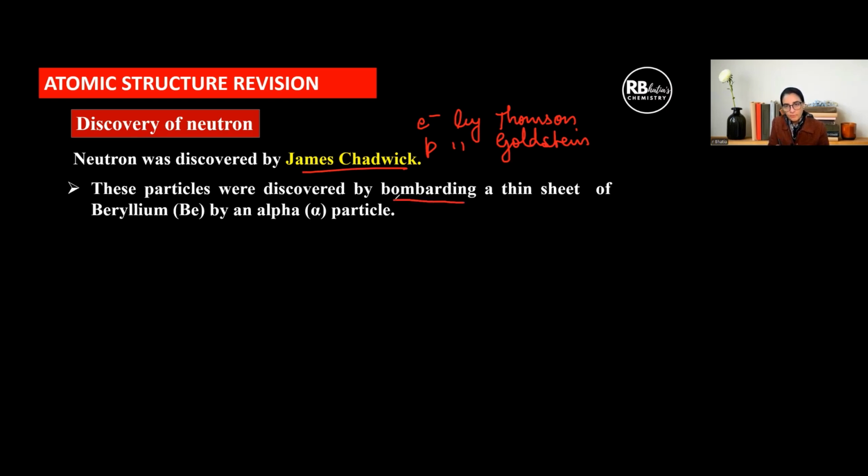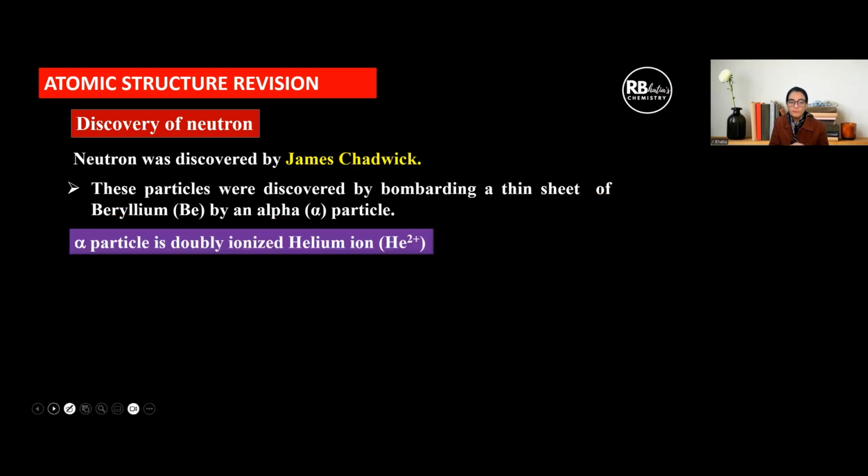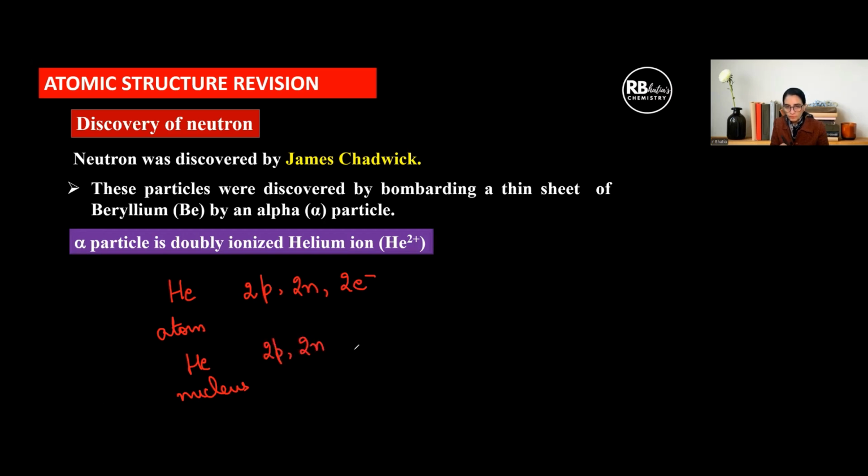The discovery was done by bombarding a thin sheet of beryllium by an alpha particle. So the experimental part can be asked in the form of MCQs. What is alpha particle? It is doubly ionized helium ion, or you can say it is helium nucleus. So what is the difference between helium atom and helium nucleus? Helium atom means two protons, two neutrons, and two electrons. But helium nucleus means only two protons and two neutrons, which means a doubly charged helium ion is the same thing as alpha particle.